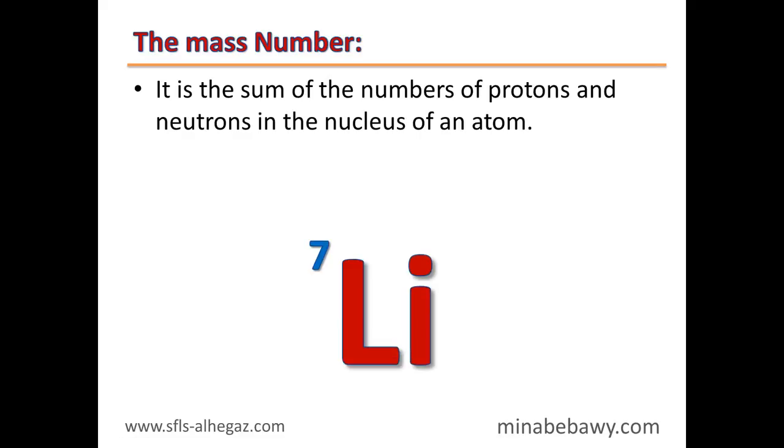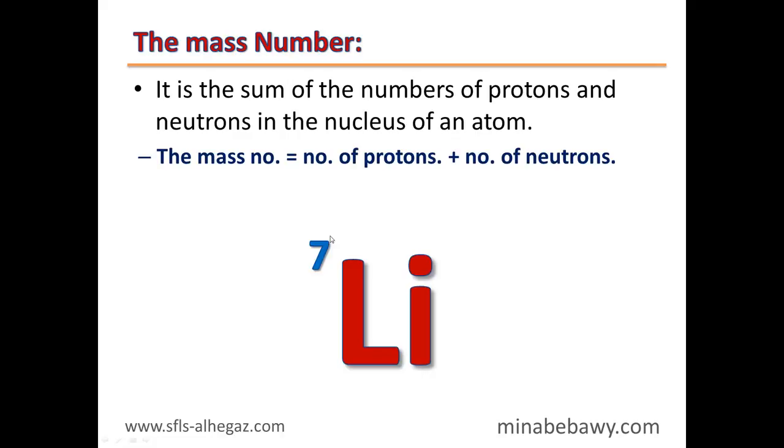Mass number. We will write a small number in the upper left corner of the symbol. This number will be called the mass number. What's meant by mass number? It is the sum of the numbers of protons and neutrons in the nucleus of an atom. Mass number equals number of protons plus number of neutrons.